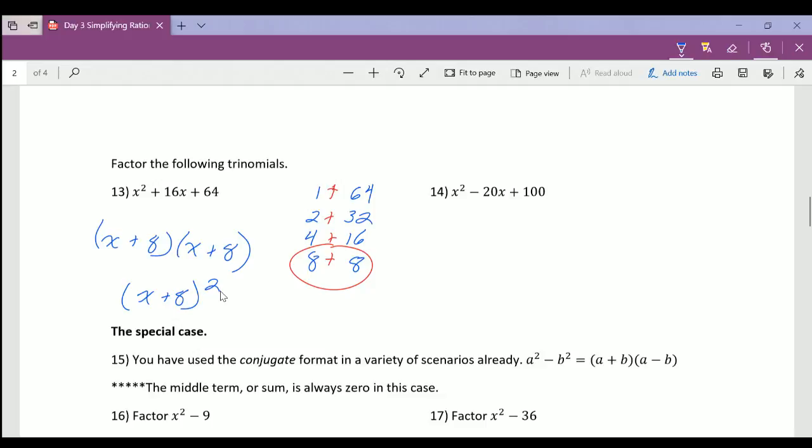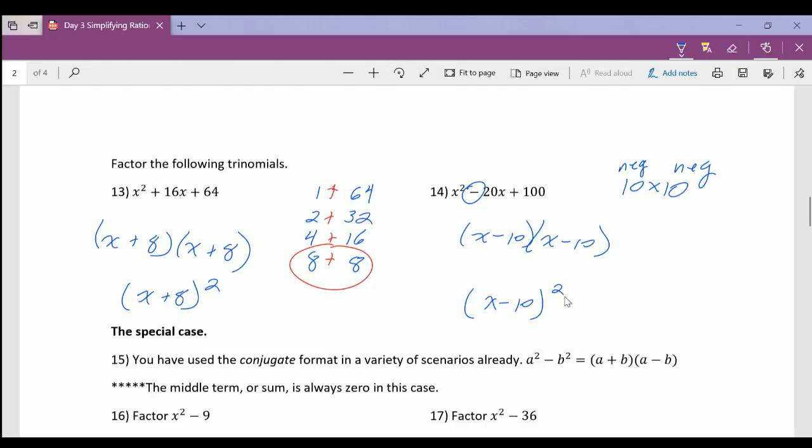And guys, pretty much the same thing applies here. Again, 100, if you're not sure, you can go down the entire list, but 10 times 10 is 100, and add them together, that does give you 20. This is a negative, so both of these are going to need to be negative 10s. So that's going to be x minus 10 times x minus 10. If you'd like to rewrite it this way, we can say x minus 10 squared. And there you go.